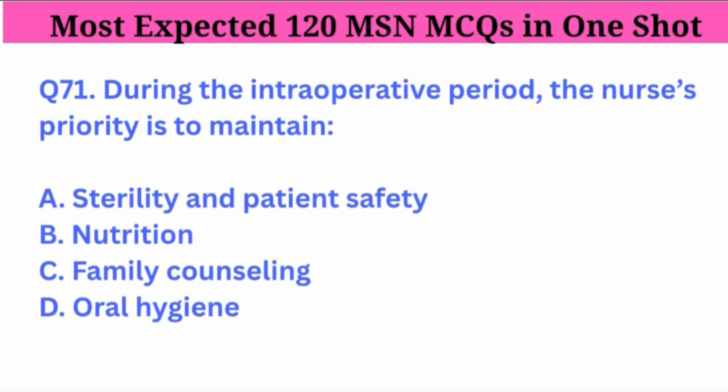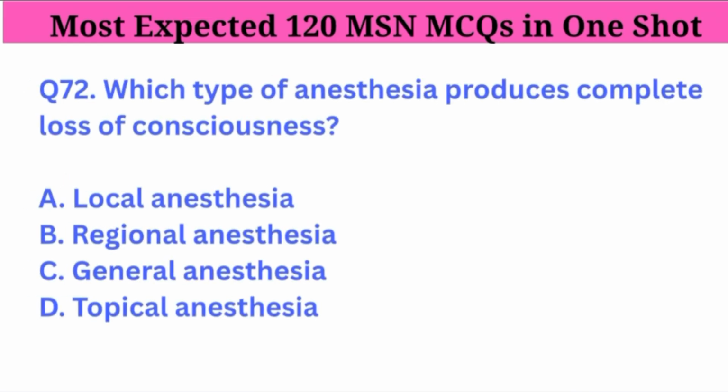During the intraoperative period, the nurse's priority is to maintain. Your correct answer is option A, sterility and patient safety. Which type of anesthesia produces complete loss of consciousness? Your correct answer is option C, general anesthesia.